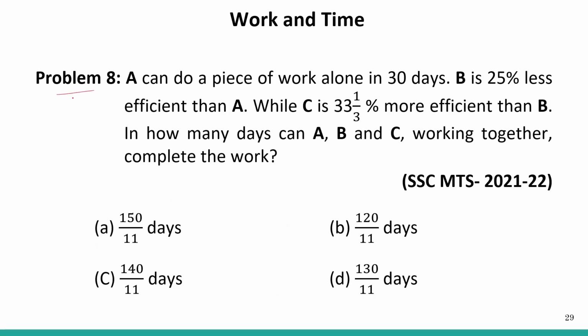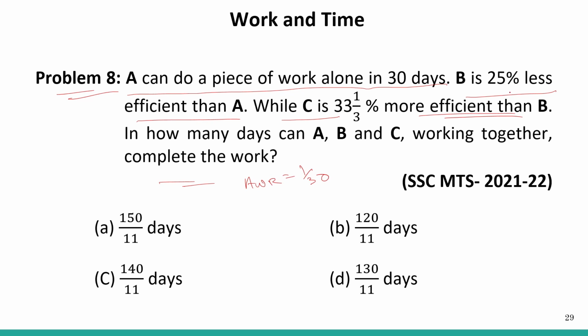So problem number 8. A can do a piece of work alone in 30 days and B is 25% less efficient than A, while C is 33 and 1 by 3% more efficient than B. How many days will A, B and C working together take to complete the work? Okay, so what we will do here is, A's work rate is equal to 1 by 30.